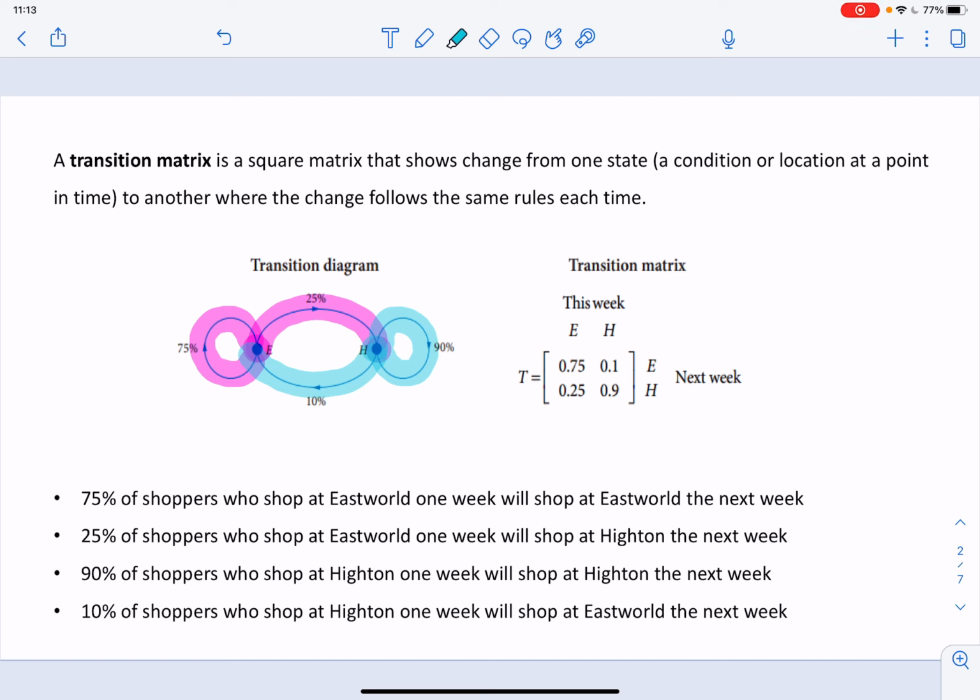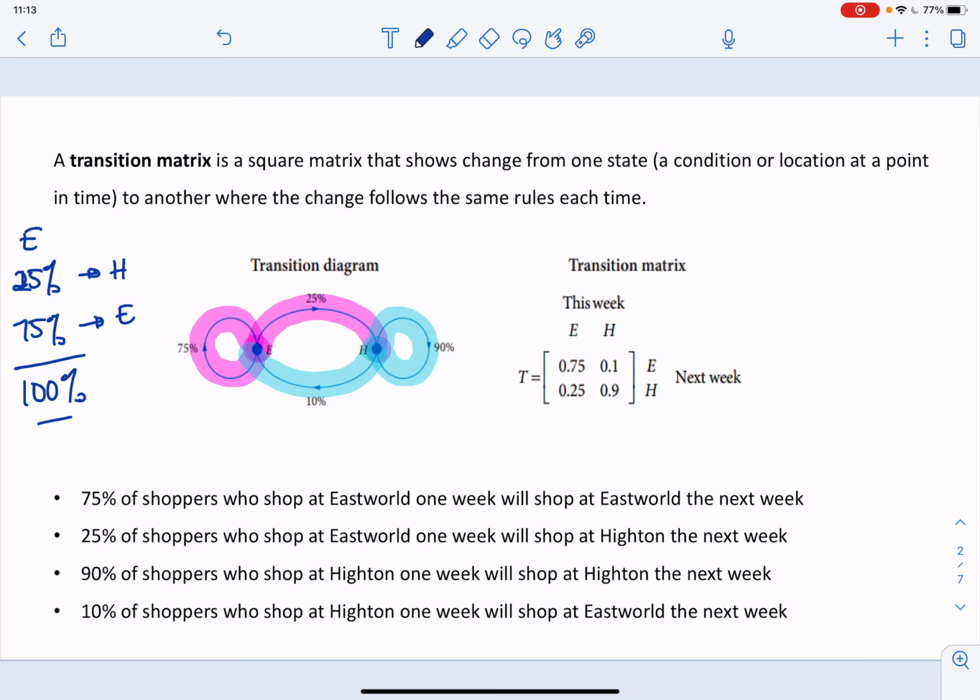If you looked at these two numbers, let me go back to this. We'll go to Eastworld. We've got 25% going across to Highton, and 75% of those stick with Eastworld. If you add them together, we've got 100%. So we're talking about all that population, all those shoppers.